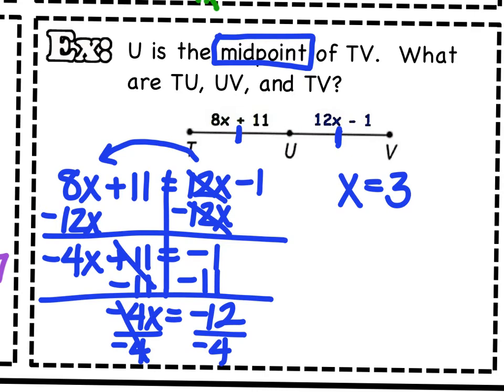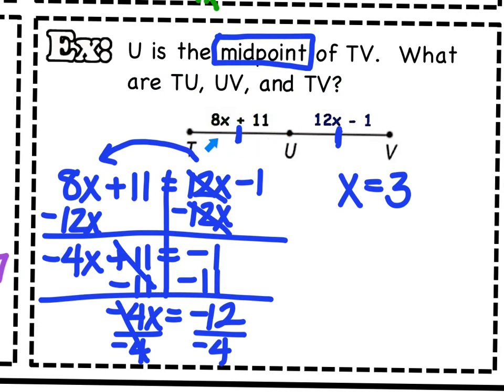Now, looking back at my problem, I noticed that I'm not just asked to find x, I'm asked to find the length of TU, UV, and TV. So that's kind of a lot of information to process at one time, so let's take one step at a time. Let's start with TU.